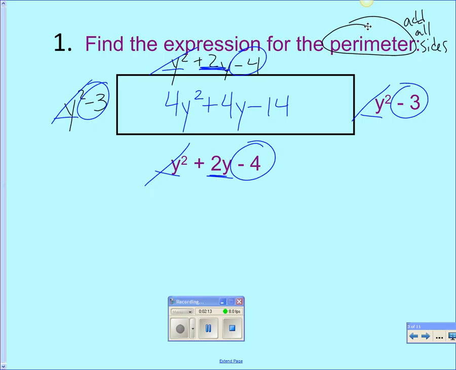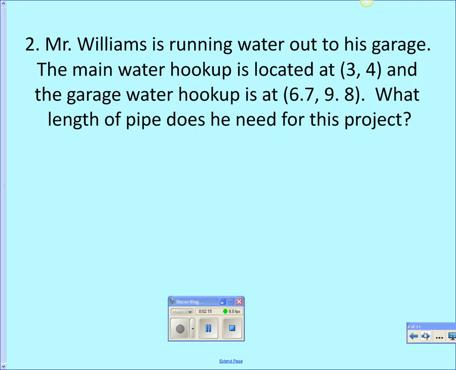Okay? All right, number 2. Mr. Williams is running water out to his garage. The main water hookup is at 3, 4, and the garage water hookup is at 6.7, 9.8. What length of pipe does he need for this project? Dylan, do you know what the key word is on this one? Very good. The length. Guys, remember on your formula sheet, is length on here? Yeah. What does length go with?